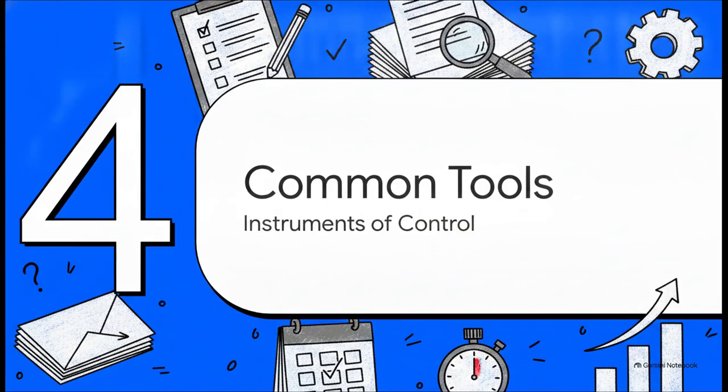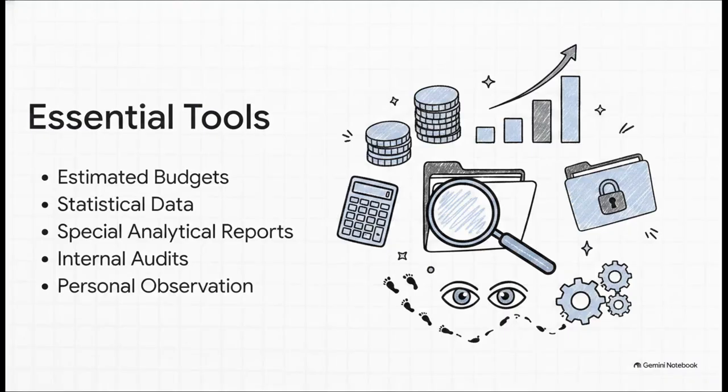Which brings us to section 4, common control tools. So what's actually in the toolkit? Managers use things like estimated budgets for financial oversight and statistical data to track output by the numbers. They dive into specific problems using special analytical reports and run internal audits to make sure everything is compliant. But honestly, don't underestimate the simplest tool of the whole bunch: personal observation. Sometimes just walking the floor, watching the workflow, and chatting with the team gives a leader the most accurate, immediate info they could possibly get.